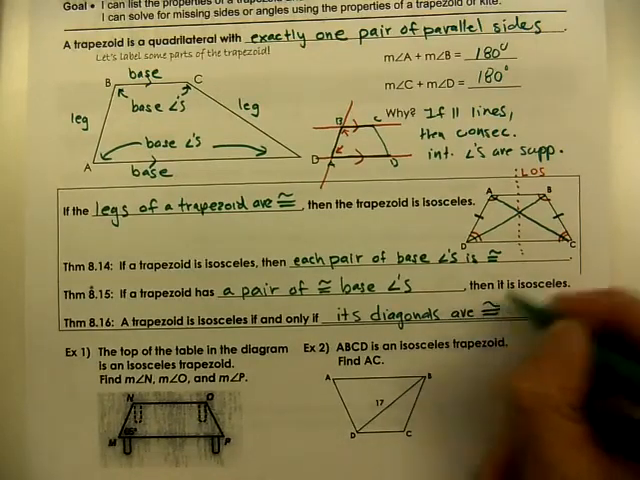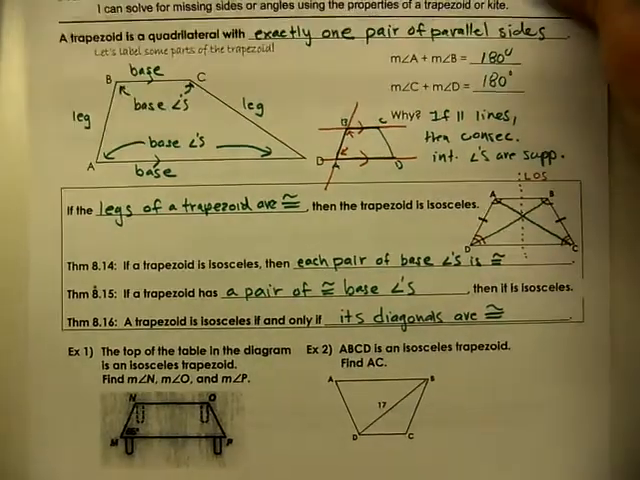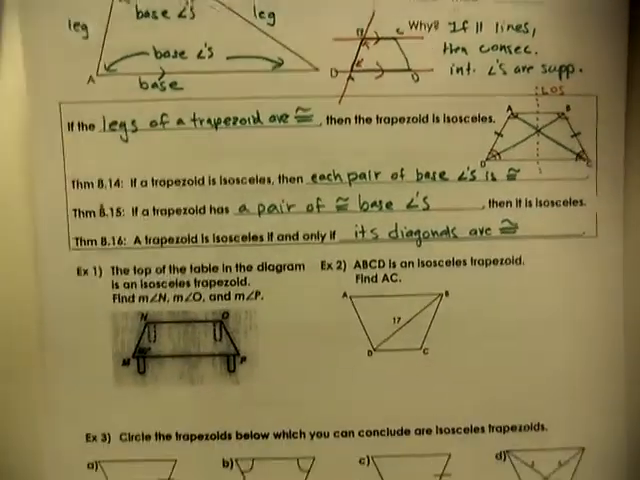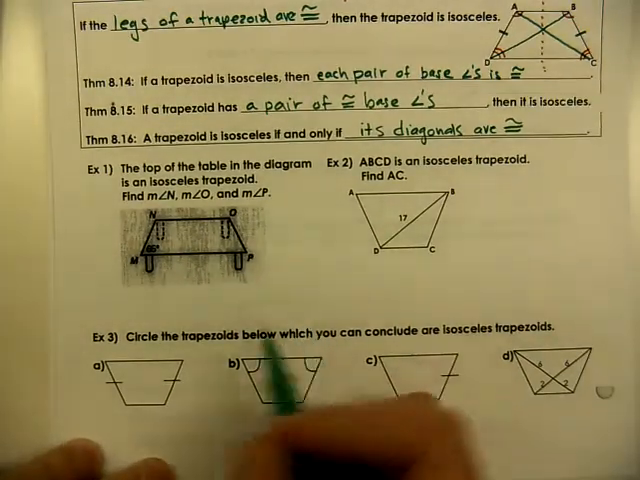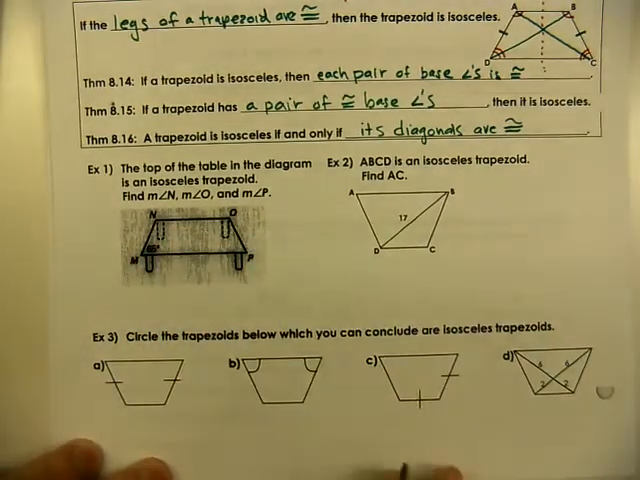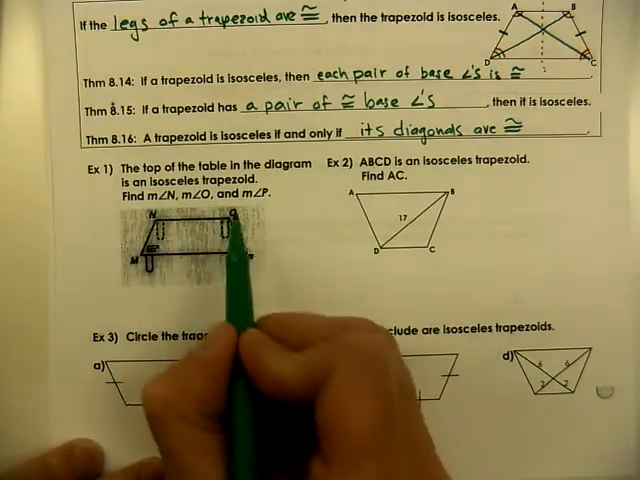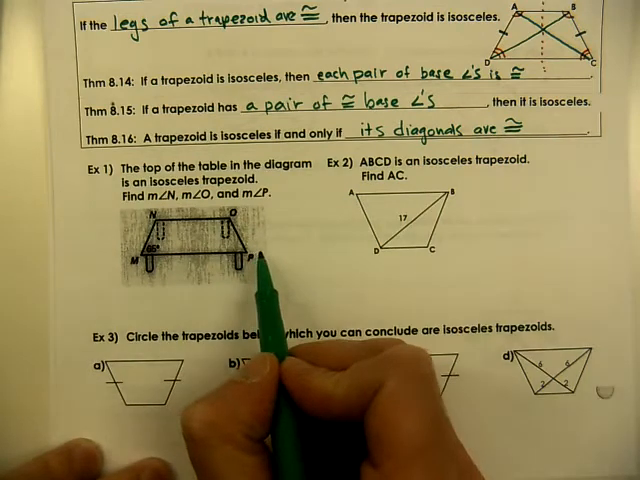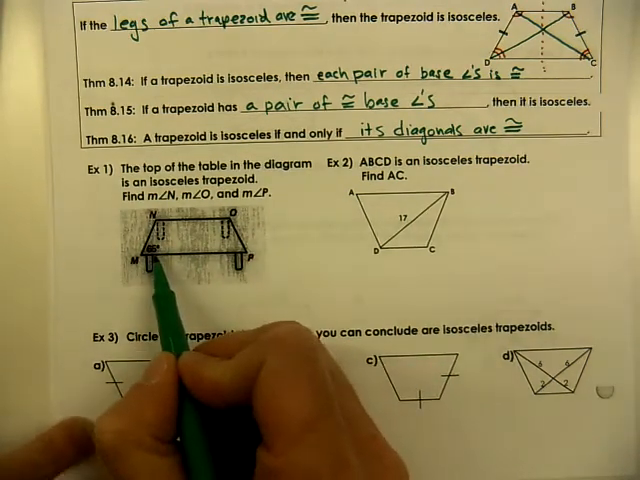So let's use these properties in the figures below. Find some of these angle measures or diagonal lengths. Here's example number 1. They're drawing this picture of a table at an angle so it looks like a trapezoid. They're asking us to find these other angles, angle N, angle O, and angle P. They're only giving us one angle. At the bottom left is 65 degrees.